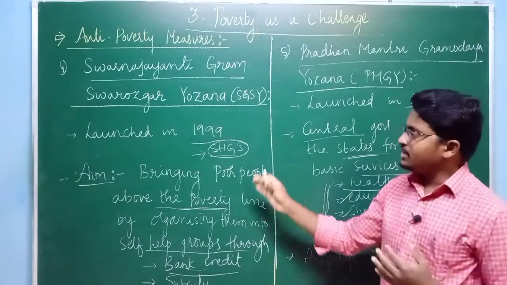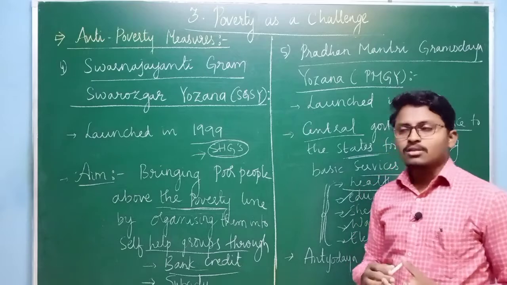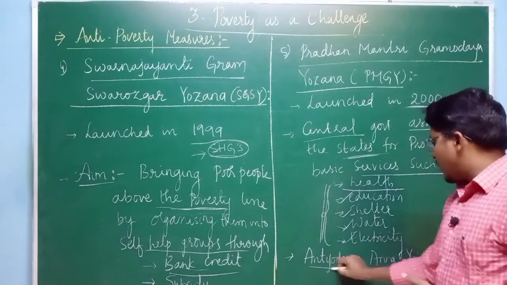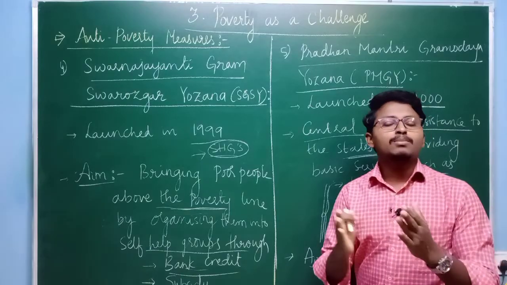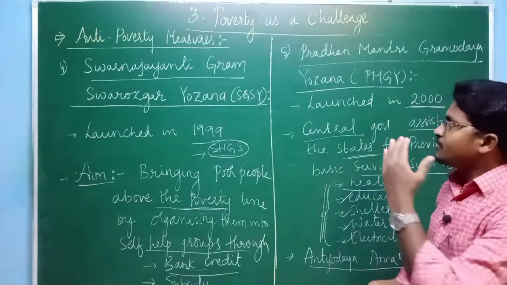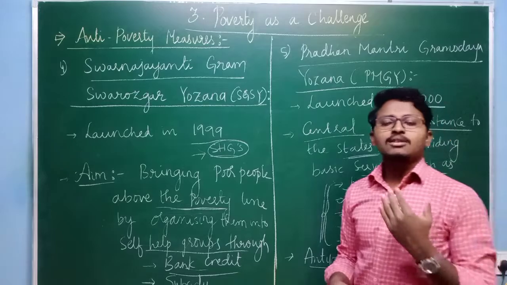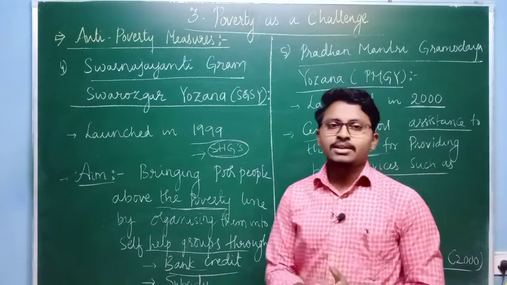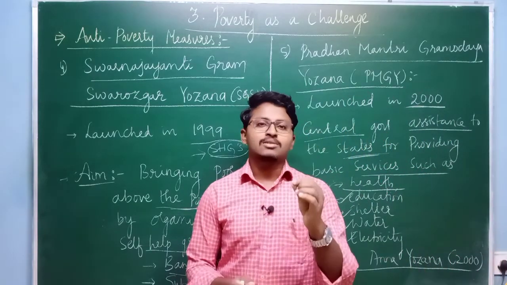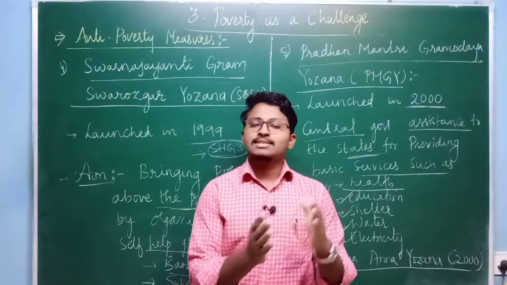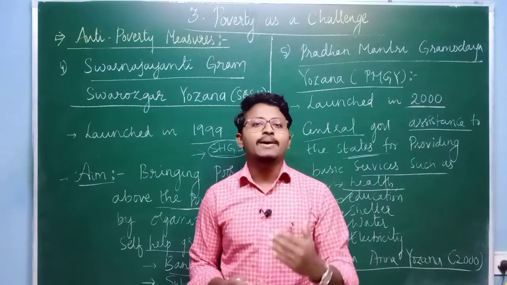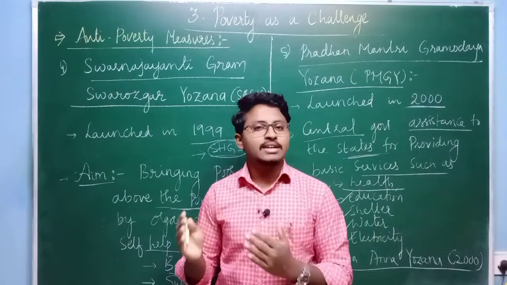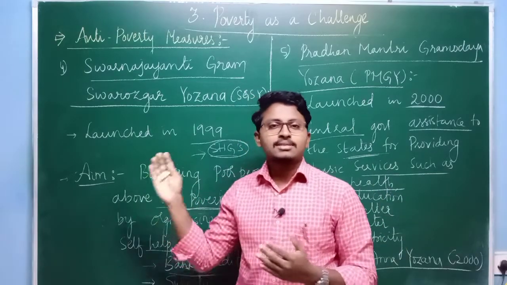Apart from this, there is one more scheme which was launched by the government, that is Antyodaya Anna Yojana, which also aims to provide food for the poor people. So these are some of the schemes launched by the government in order to reduce poverty. Now what we will see is what is the success rate of these poverty schemes, how far they have succeeded, and what are the challenges faced by these schemes.